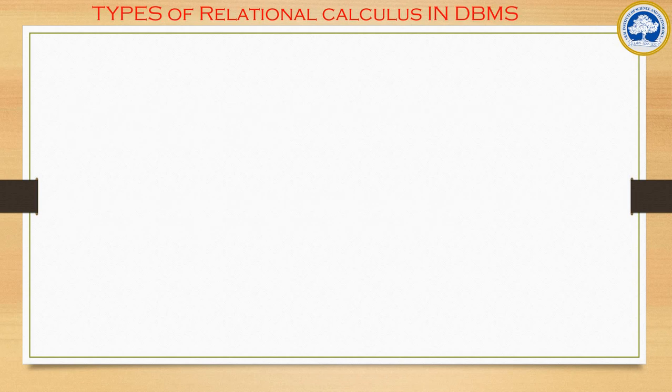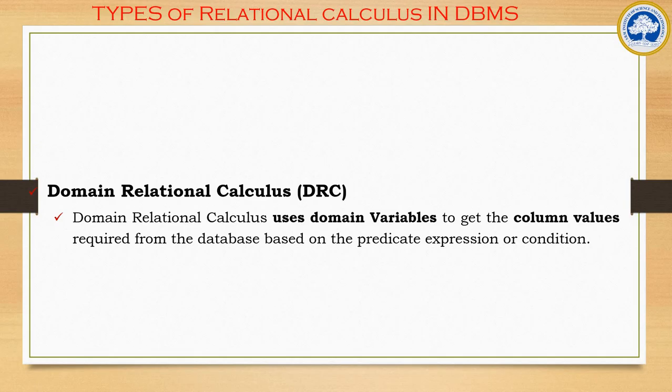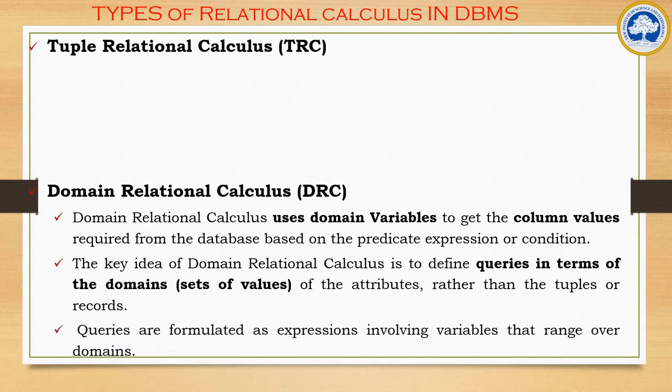It has two types. One is domain relational calculus and the other is tuple relational calculus. What does domain relational calculus mean? It uses domain variables to get the required column values from the database, based on some conditions. The key idea of domain relational calculus is defining queries in terms of sets of values of the attributes, rather than tuples. Each and every row is referred to as a tuple.